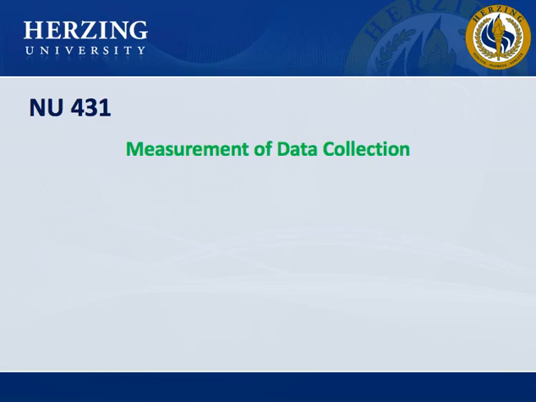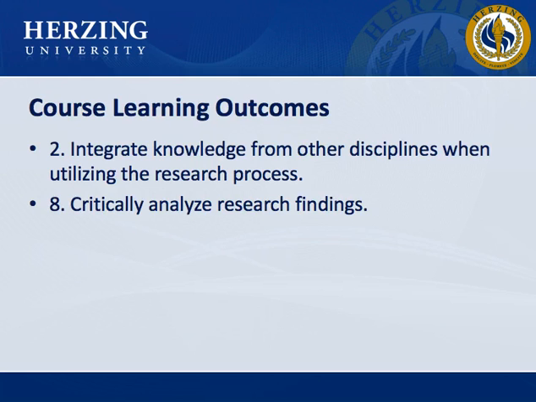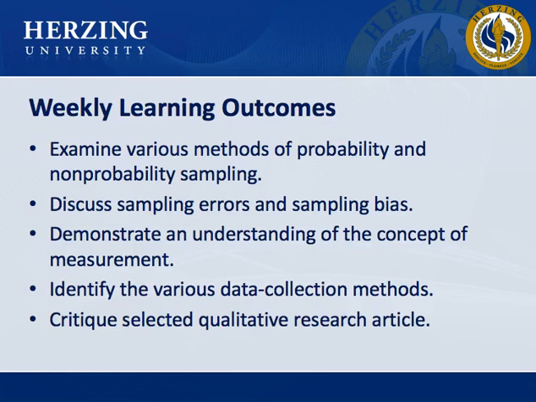Nursing 431, Measurement of Data Collection. The course learning outcomes are integrate knowledge from other disciplines when utilizing the research process and critically analyze research findings. The weekly learning outcomes include examine various methods of probability and non-probability sampling, discuss sampling errors and sampling bias, demonstrate an understanding of the concept of measurement, identify the various data collection methods, and critique selected qualitative research articles.